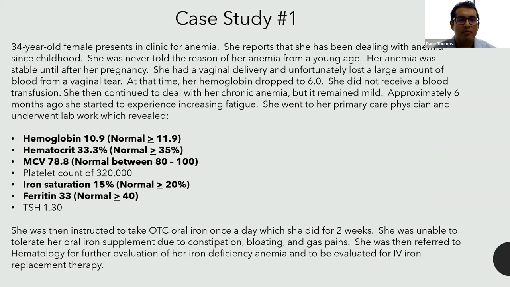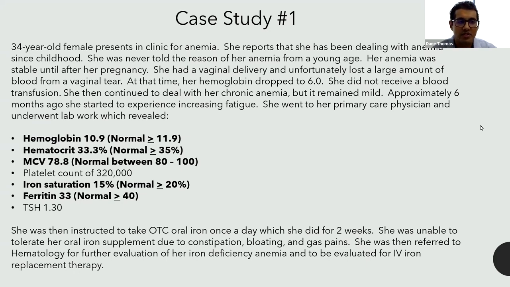A 34-year-old female presents in clinic for anemia. She reports that she has been dealing with anemia since childhood. She was never told the reason for her anemia from a young age. Her anemia was stable until after her pregnancy. She had a vaginal delivery and unfortunately lost a large amount of blood. At that time, her hemoglobin dropped to 6.0. She did not receive a blood transfusion. She then continued to deal with her chronic anemia, but it remained mild.